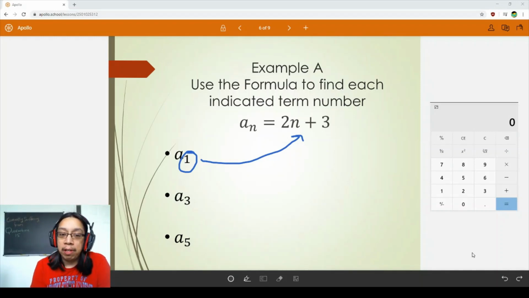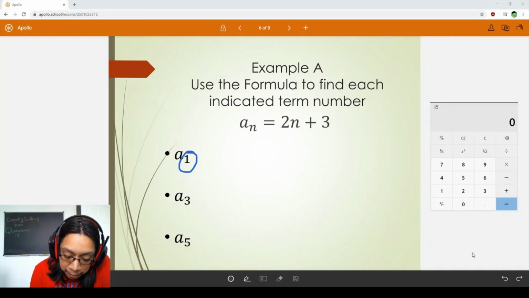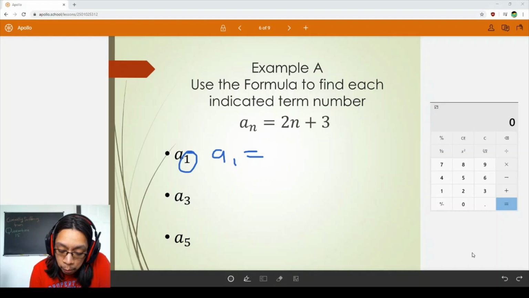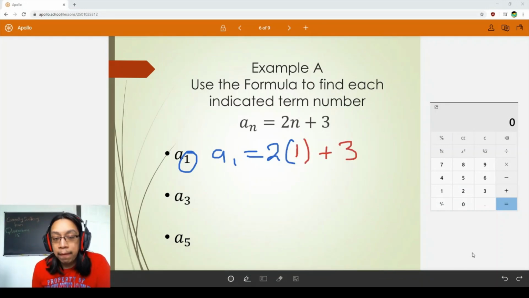What spot are we looking for? Well, we're looking for the first spot, spot number 1. How do we find spot number 1? You take that 1, you plug it in. So a sub 1 is equal to, we're going to go ahead and plug in 1 for the letter n. 2 times 1 plus 3. All you have to do now is simplify. 2 times 1 is 2, plus 3 is equal to 5.